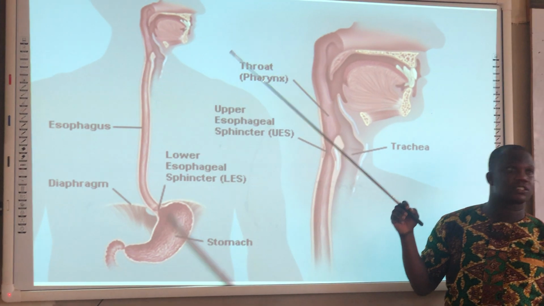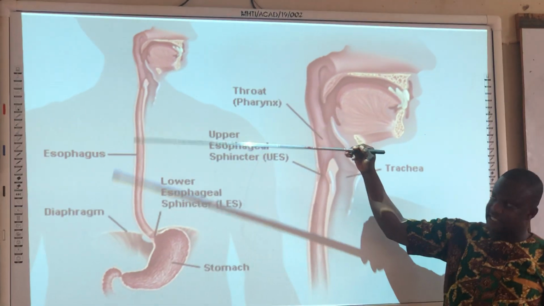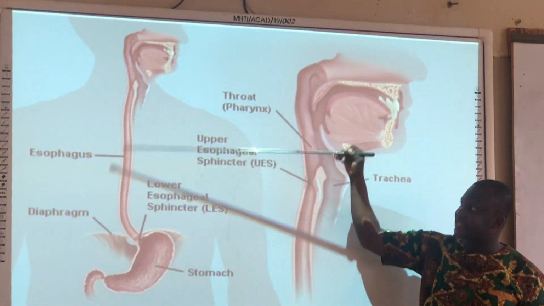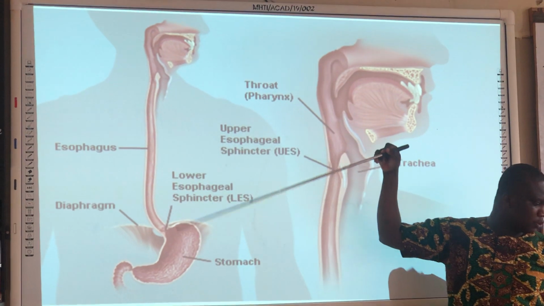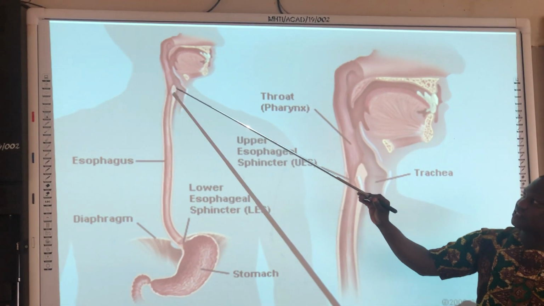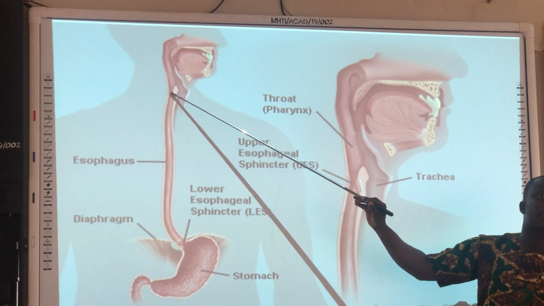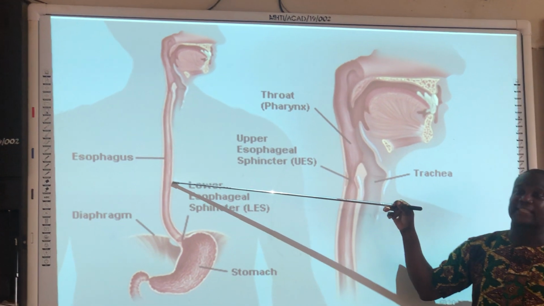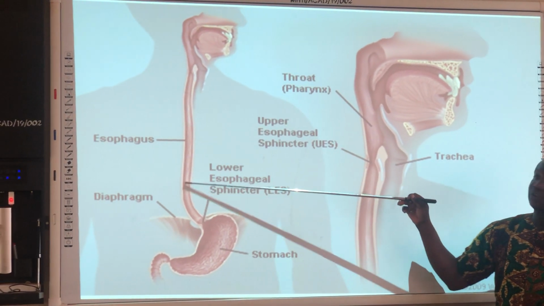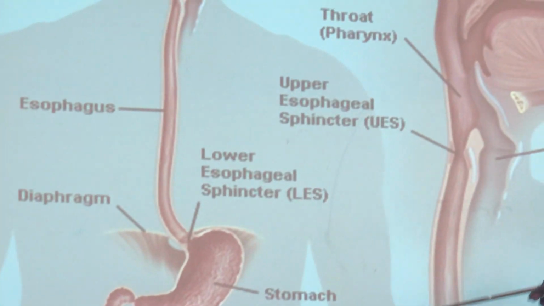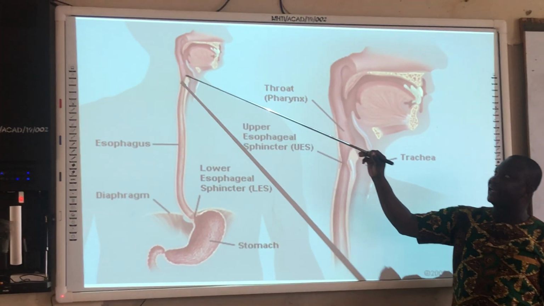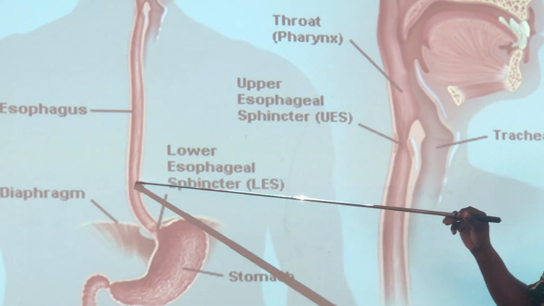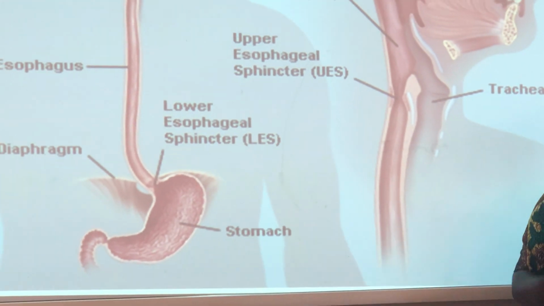Now, when you say esophagus, as you can see, it says straight, collapsible tube. The esophagus is a straight, collapsible tube that extends from the pharynx, or the throat. Then it moves down through the thoracic cavity, then the diaphragm, and later it joins the stomach. So it starts from the throat or pharynx, goes through the thoracic cavity and the diaphragm, then it joins the what? The stomach.